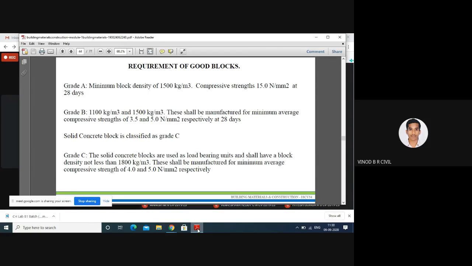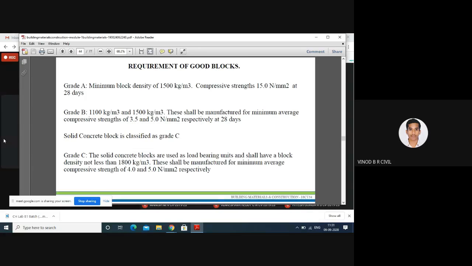Solid concrete blocks are classified as grade C, and the solid concrete blocks are used as a load bearing unit and shall have a block density not less than 1800 kg per meter cube, and these shall be manufactured for the minimum average compression strength of 4 to 5 Newton per mm square, respectively, where load bearing units are required.